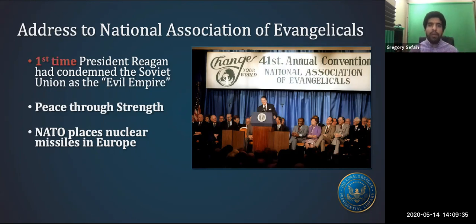And again, we go back to the peace through strength. President Reagan, shortly after this speech, urged NATO to place nuclear armed intermediate range missiles in Western Europe, because they were responding to the threat that the Soviet Union was installing new nuclear armed missiles in Eastern Europe. So there was this constant chess match, and the United States was trying to maintain its strength to make sure that the Soviets wouldn't launch or have the ability to launch a nuclear attack.